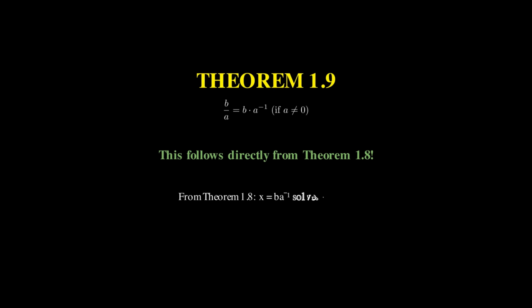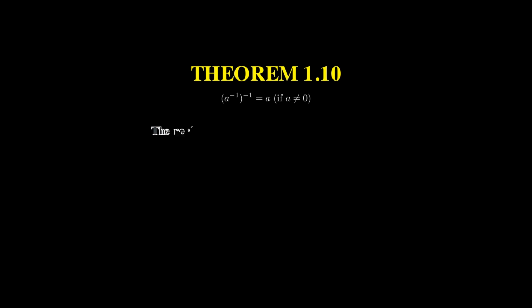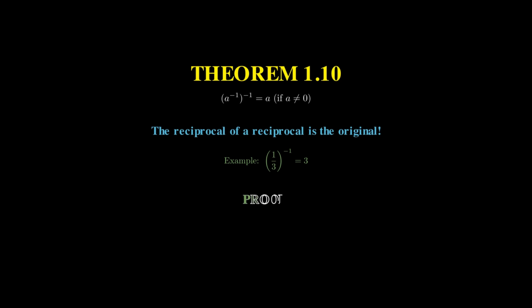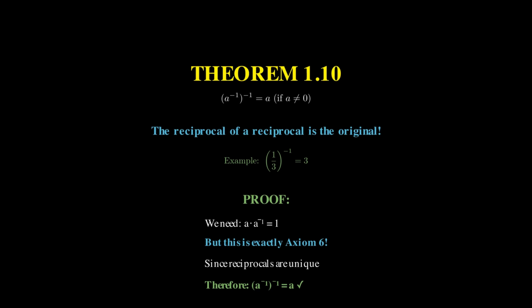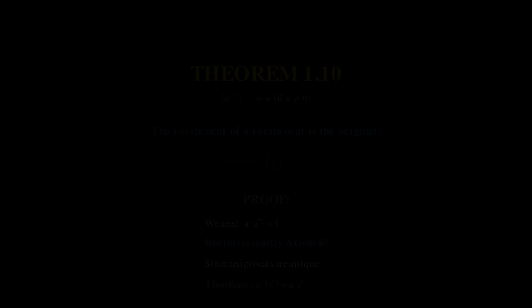Since b divided by a is defined as the unique solution to a times x equals b, which is precisely b times a inverse. Theorem 1.10. The inverse of a inverse equals a, when a is not equal to 0. The reciprocal of a reciprocal is the original number. Proof. We need to show that a times a inverse equals 1. But this is exactly axiom 6. Since reciprocals are unique, we conclude that the inverse of a inverse equals a.